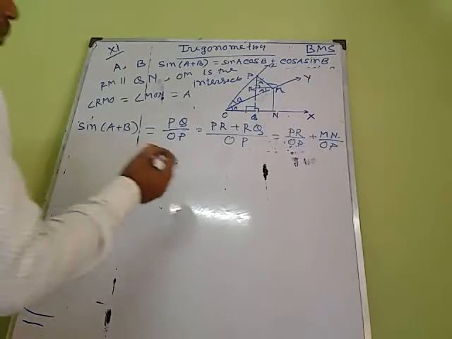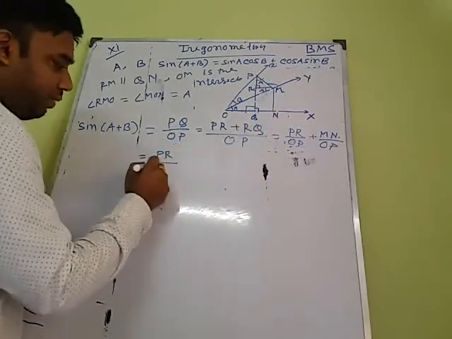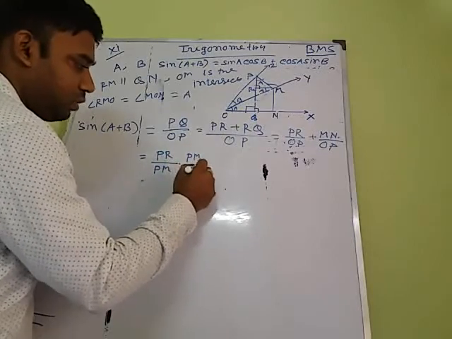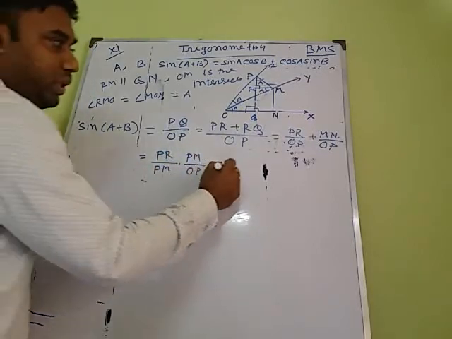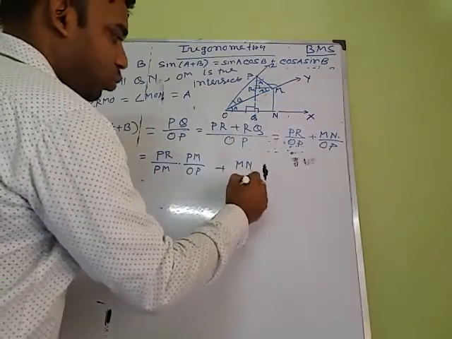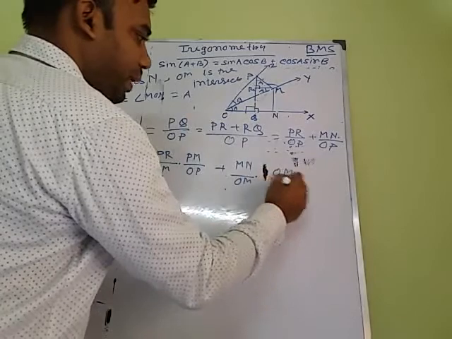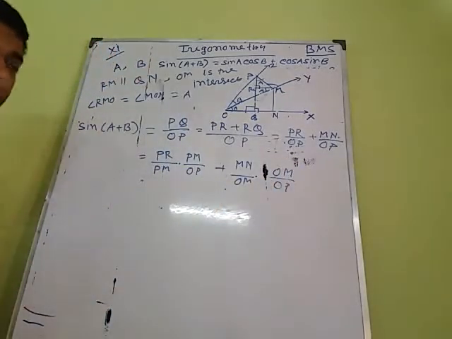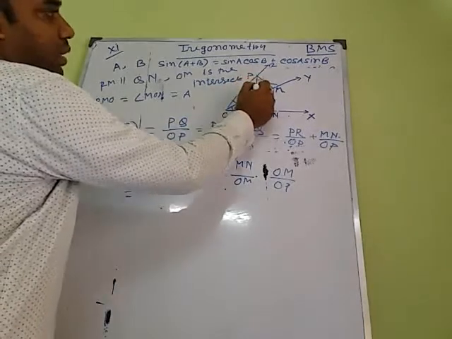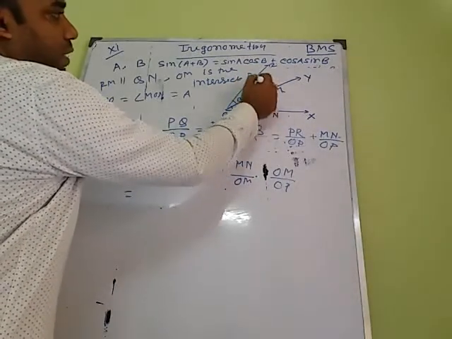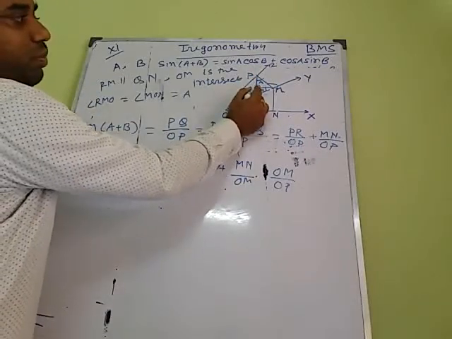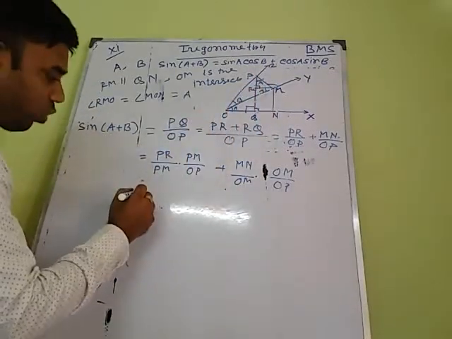Now PR by OP, I am writing this PR as PM by OP. Just PM removed. Okay, that's why MN by OM into OM by OP. Just include OM. Now PR by PM: if I take this angle, that is base and that is hypotenuse, the angle opposite to R is 90 degrees. So that is cos A.